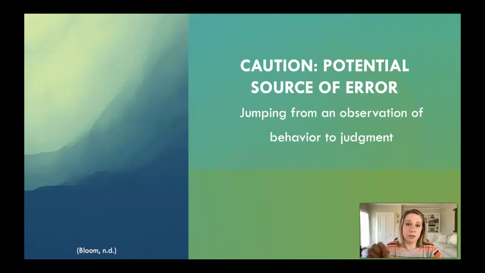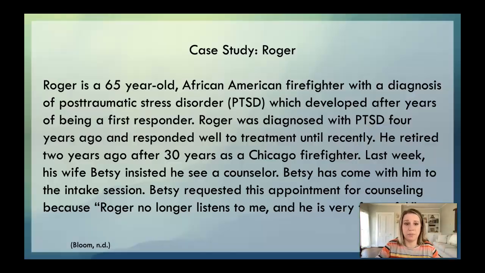But I want to issue a caution here. We have the human capacity to immediately jump from an observation of behavior to a judgment. For example, if the client is frowning, we can jump to the assumption that the client's angry. But we must describe the client's behavior without imposing any judgment upon it at this stage. Just the facts, just what you're observing.